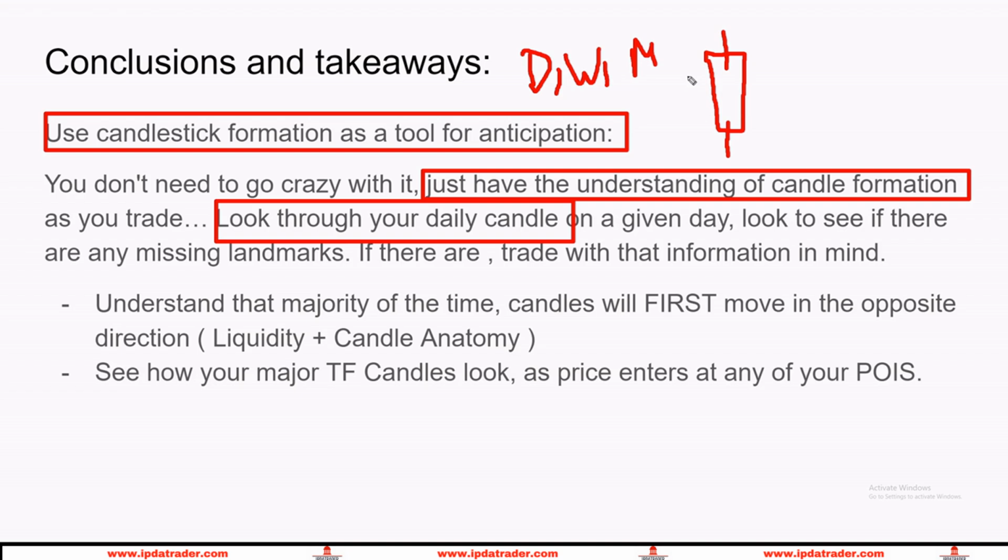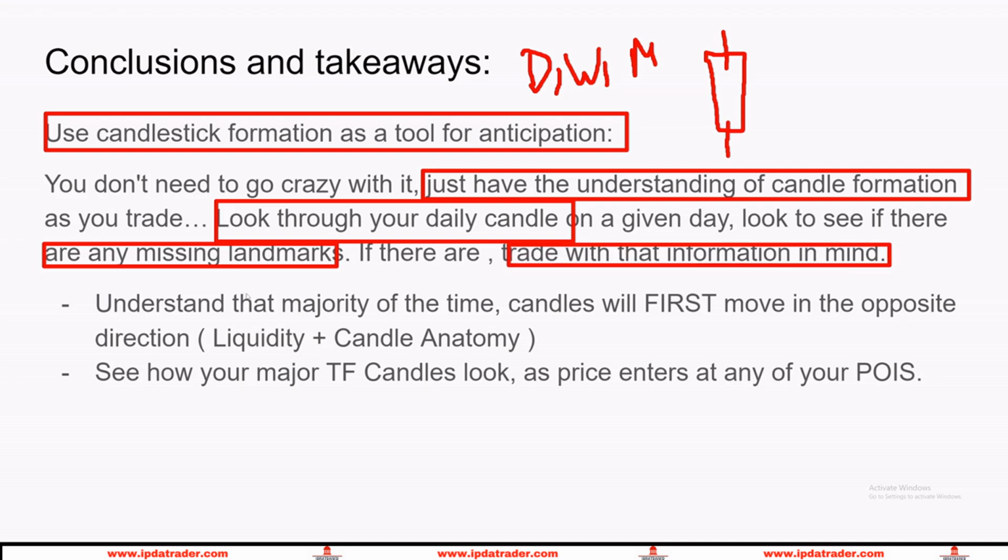It's just the nature of the beast. You're not always gonna get it right, but based on probability, and you can do this anytime, open any chart, you will see that the vast majority of candles do have a bottom and top wick. Okay? Look to see if there are any missing landmarks. If there are, trade with that information in mind.